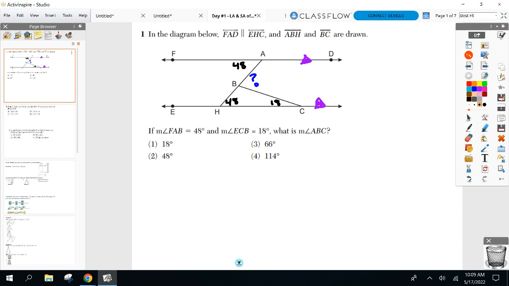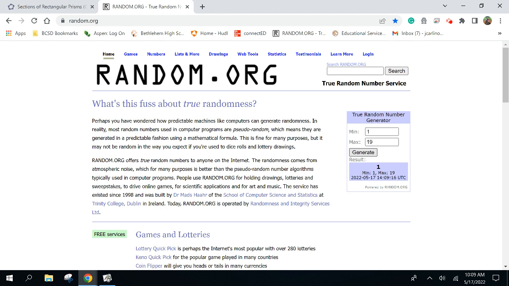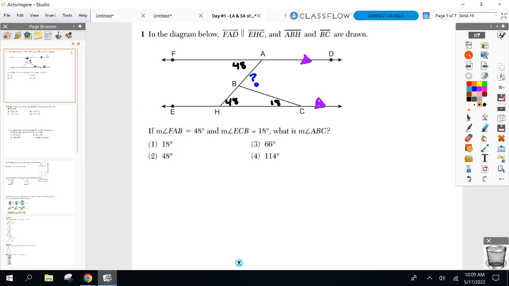So when you're ready, what is angle ABC? George, when you're ready? 66. 66 degrees. There we go. Way to start off the test. Any questions there? All right.